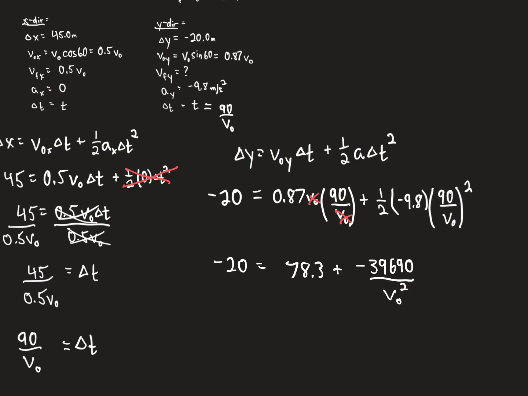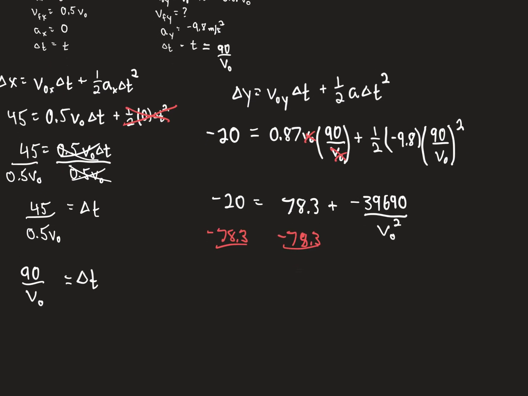Where do I go from here? What am I solving for? I want to get V naught by itself. So to do that, I need to make sure that there's no adding or subtracting in my equations. So I need to get everything isolated. I'm going to subtract 78.3 from both sides. That gets rid of 78.3 on the right. Negative 20 minus 78.3, what does that give me? Negative 98.3. Negative 98.3 equals negative 39,690 over V naught squared.